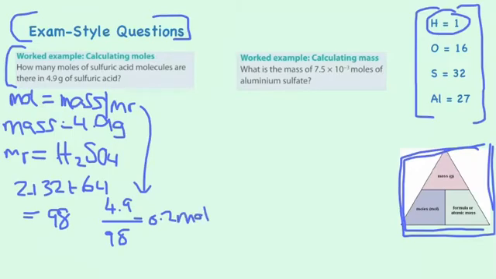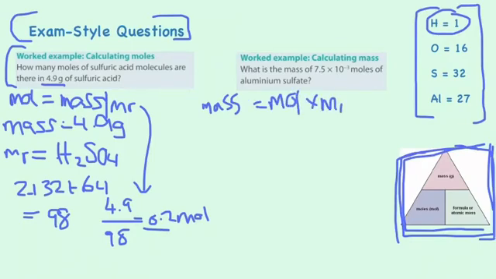And remember, we're only going to give it to 1 dp, because in our question, all the figures are in 1 dp as well. So, the second example that we have is: what is the mass of 7.5 times 10 to the minus 3 moles of aluminium sulfate? This time we're not asking for moles, we're asking for mass here. So we'll look at the formula triangle over here, and it says that mass is equal to moles times by our MR. We're given moles already in the question, so we can write that straight down. Moles is 7.5 times 10 to the minus 3. Very small number, but that's not uncommon.